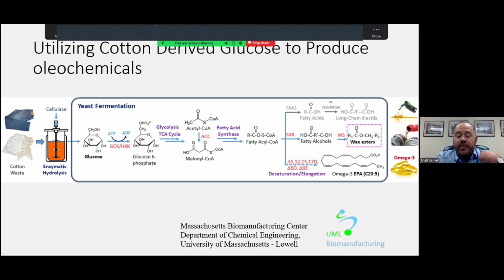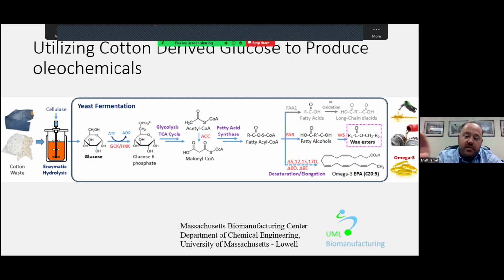So another example, and don't worry about all that going on in the middle, is we're going to be working with UMass at Lowell this year. And so they have a specialty yeast so that we will be supplying them, again, with glucose that we've made.